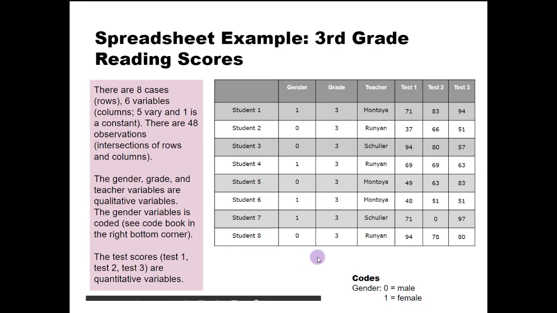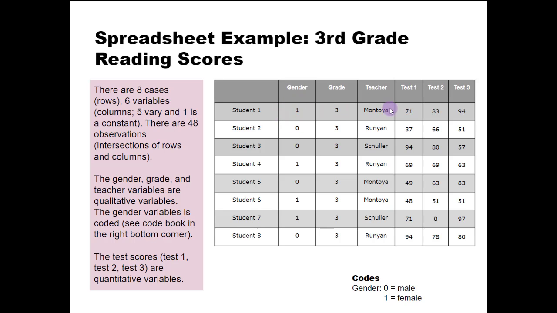So here is a summary. Here there are 8 cases because I have 8 rows. There are 6 variables, but really only 5 of them vary. One of them is a constant, so we could choose just not to put that in there. Maybe at some point they will vary. Maybe you're studying these children for a long period of time, and so the grade might change, but at this point it's just really a constant. There are 48 observations. 1, 2, 3, 4, 5, 6 times 8 is 48. And the intersection of the row and the column counts as an observation.